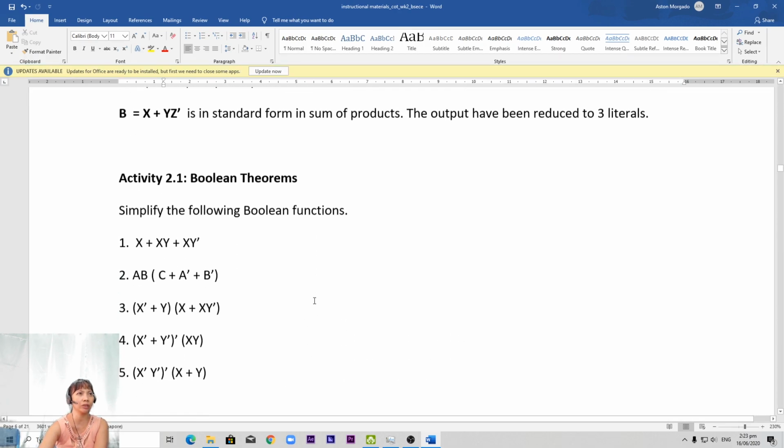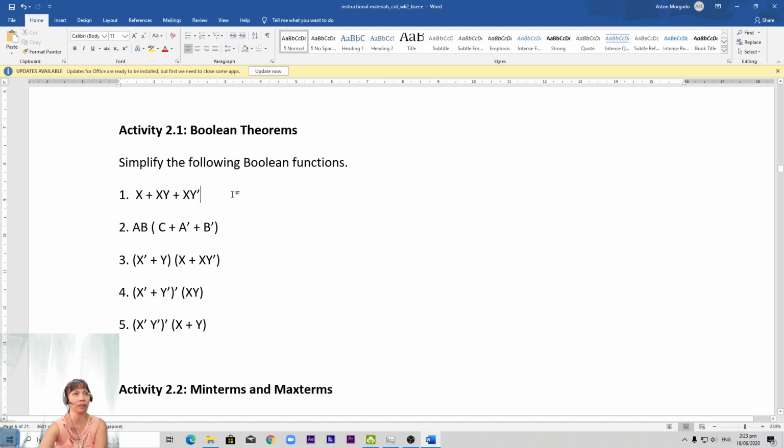Before we proceed, let's have some activity here. Simplify the following Boolean equations. So let's have some examples here. x plus xy plus xy prime. Every time you solve Boolean functions or Boolean algebra, you have to do it step by step so that you won't get confused. So example here, x plus xy plus xy prime. How are we going to do this?